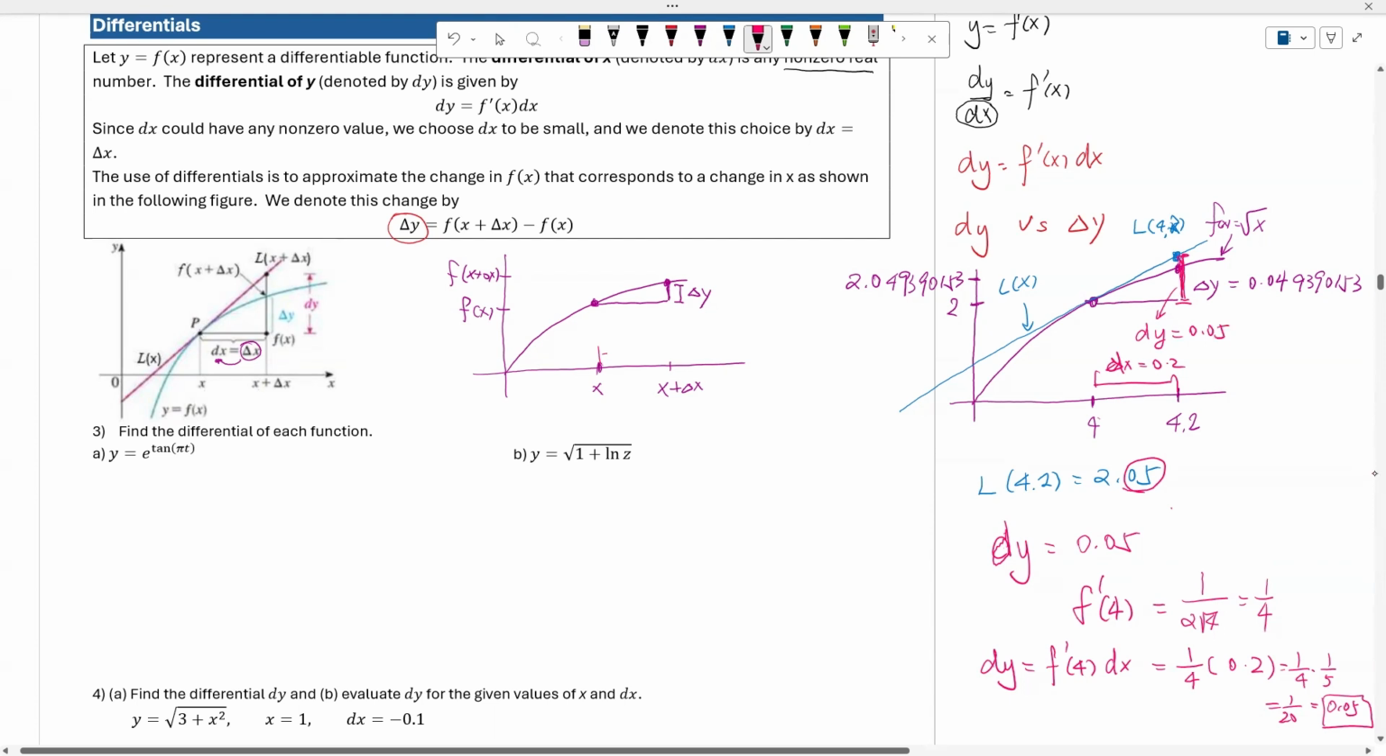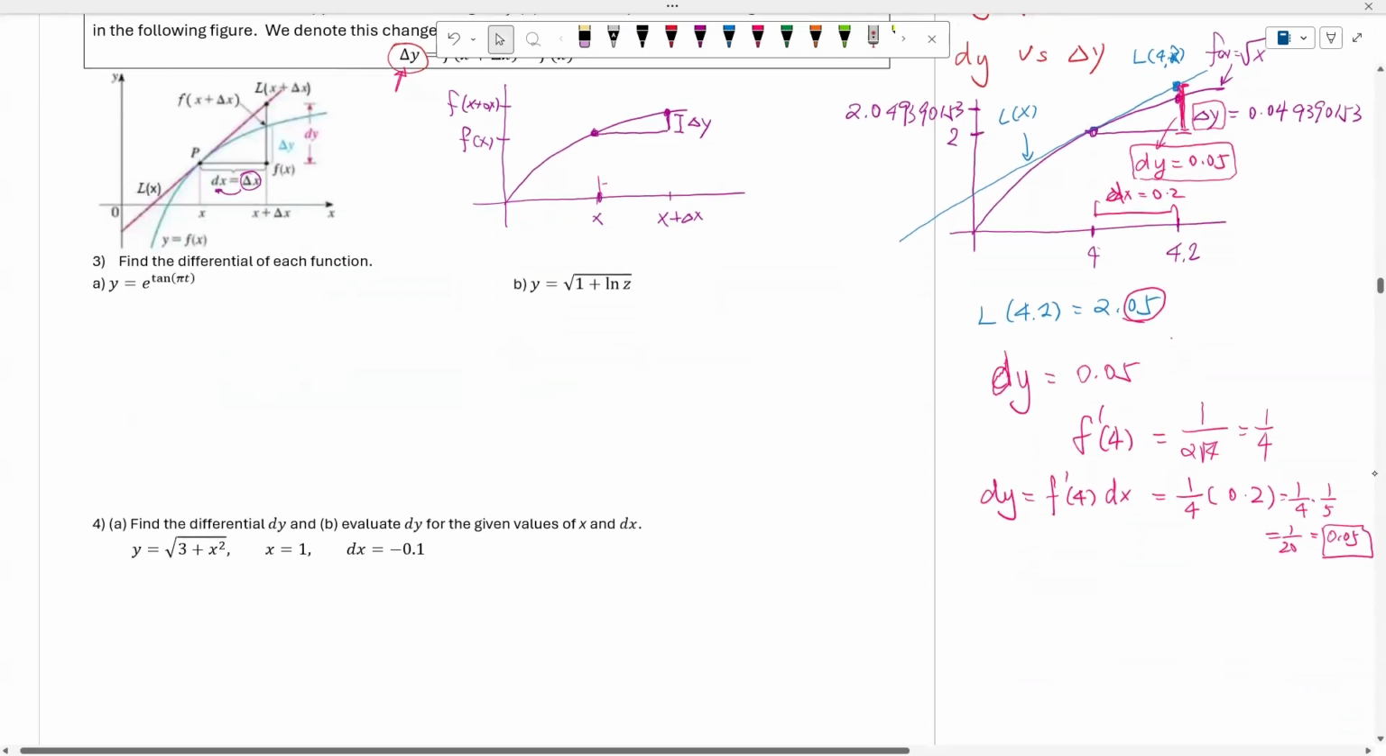So now you will see that just based on this example, we are able to calculate dy easily, which approximates delta y, the actual change. This is the idea of why we develop this technique to work with differentials, because we would like to get an estimate of the change in the y direction.